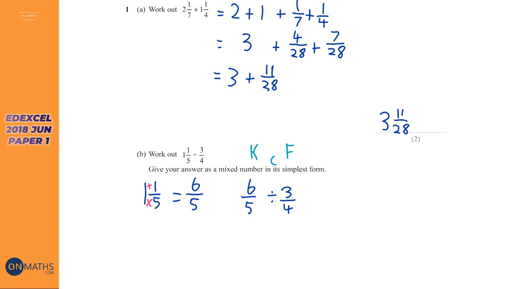Keep, flip, and change. So we're going to keep that 6/5, just going to keep that as it is. We're going to change the divide to a times, and we're going to flip the second fraction.